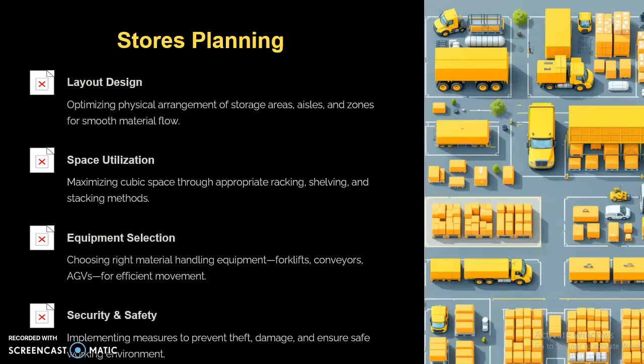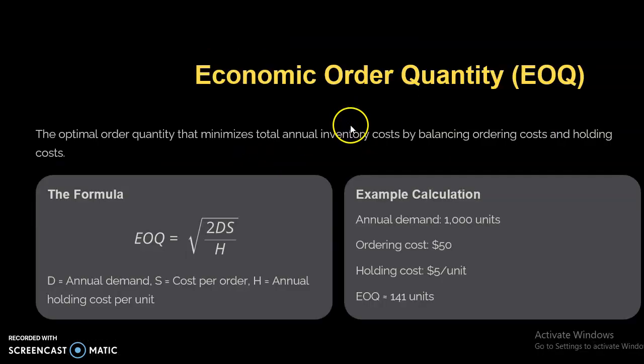We have to choose the right material handling equipments like forklifts, conveyors and automated guided vehicles for efficient movement of the materials inside the stores. Security and safety can be implemented to prevent theft, damage and also to ensure the working environment of the store's personnel who are working inside the stores.